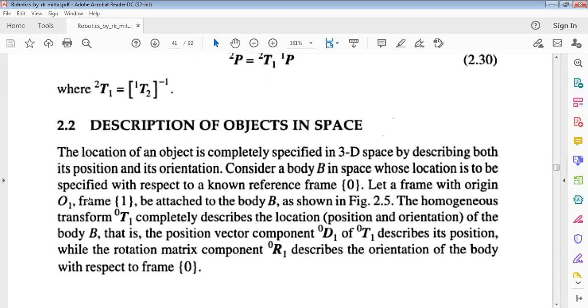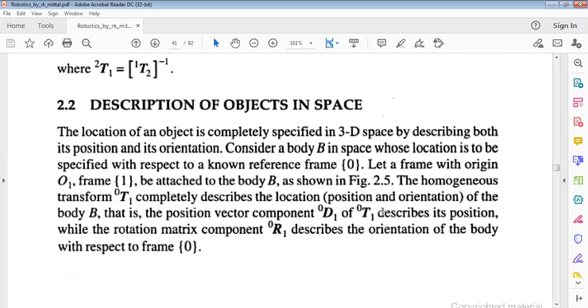So here I consider a body B in space, whose location is to be specified with respect to a known reference frame 0. Let a frame 1 with origin O1 be attached to the body B as shown in the figure.